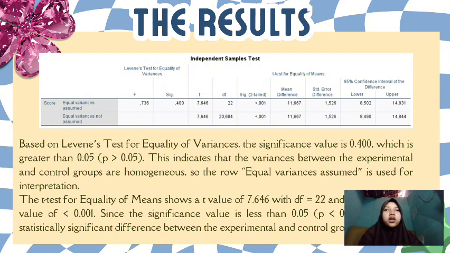So the t-test for equality of means shows a t-value of 7.646 with df 22 and a significance two-tailed value of less than 0.001. Since the significance value is less than 0.05, there is a statistically significant difference between the experimental and control groups, meaning that the students in the experimental group achieved significantly higher vocabulary scores than those in the control group. So since the p-value is less than 0.05, the null hypothesis is rejected.